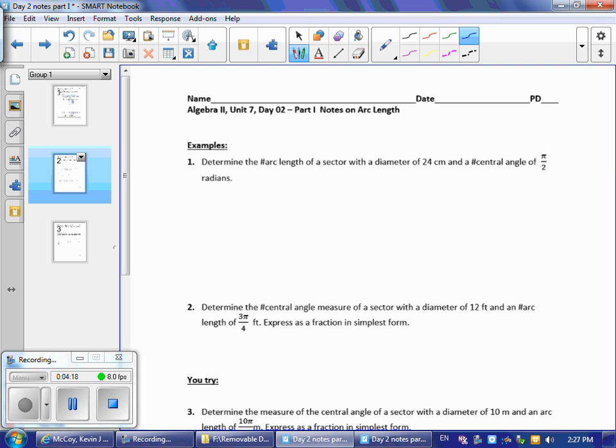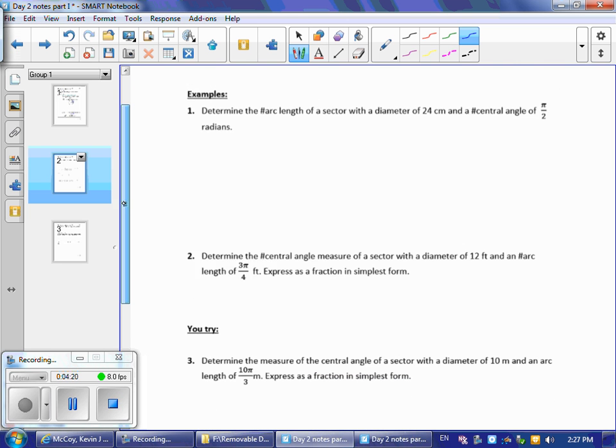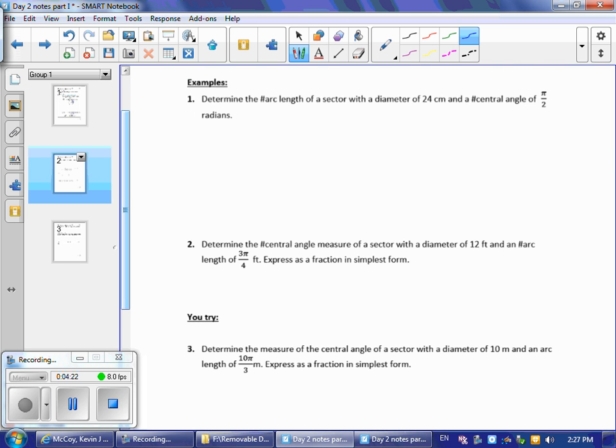Let's try an example. Determine the arc length of a sector with a diameter of 24 centimeters and a central angle of pi halves radians. So we need to write down the formula. It might be a good idea, until you get used to it, to just write the formula: S equals R theta. Determine the arc length. We are looking for S. We don't know it. But what we need is the radius and the central angle theta.